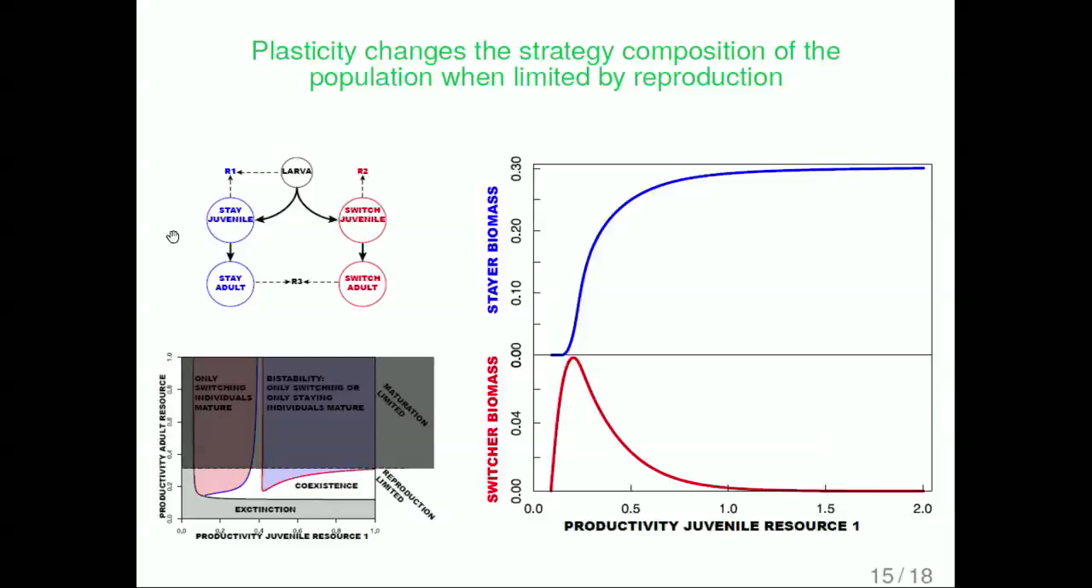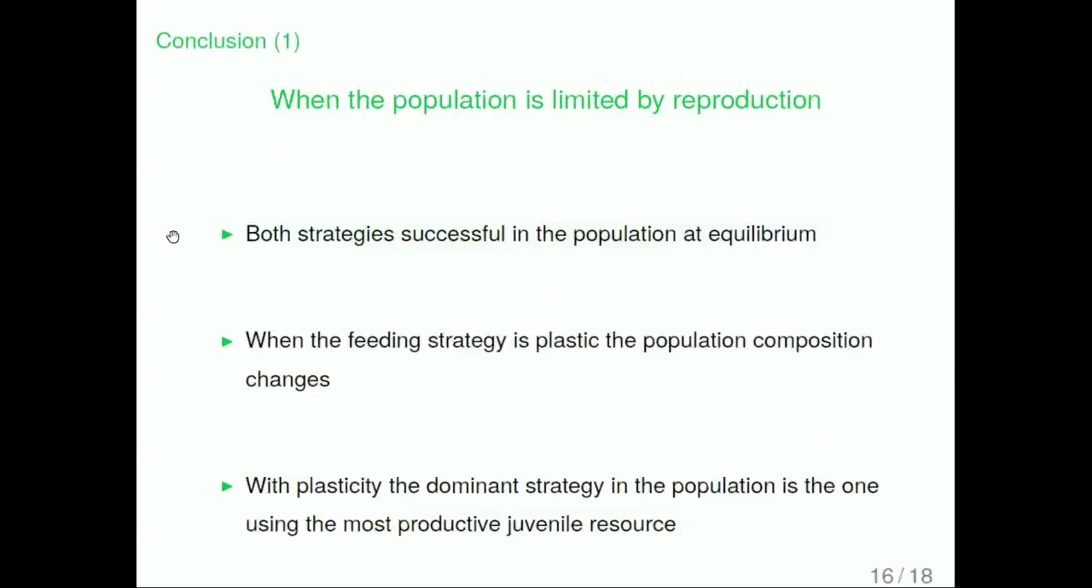So finally, what's happening in the model? When the population is limited by its reproduction, both of the strategies are successful in the population at equilibrium. The feeding strategy composition of the population changes when the choice is plastic. With plasticity, the dominant strategy will be the one that uses the most productive juvenile resource.